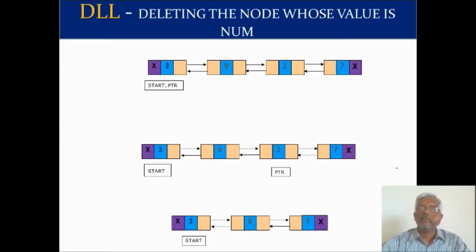So the last and final algorithm of the doubly linked list is deleting the node whose value is num. In the singly linked list and circularly linked list, what kind of deletion did we see? We saw the algorithm for deleting the node next to num.